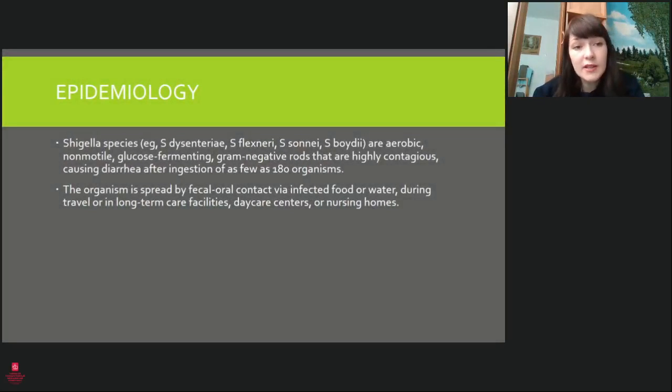Epidemiology. Shigella species such as Shigella dysenteriae, Shigella flexneri, Shigella sonnei, and Shigella boydii are aerobic, non-motile, glucose-fermenting, gram-negative bacilli that are highly contagious, causing diarrhea after ingestion of as few as 180 organisms. The organism is spread by fecal-oral contact via infected food or water, during travel, or in long-term care facilities, daycare centers, or nursing homes.